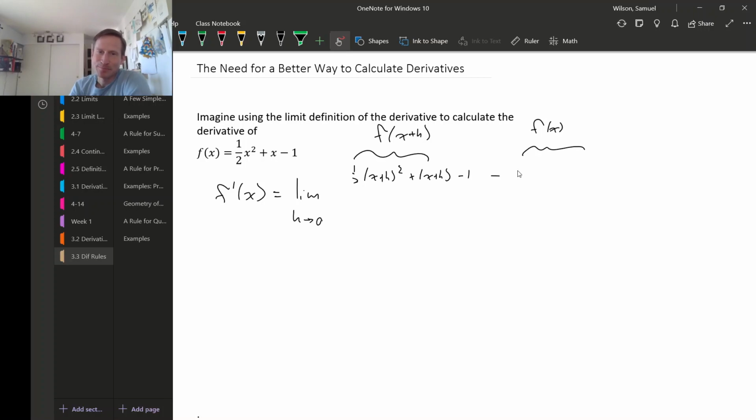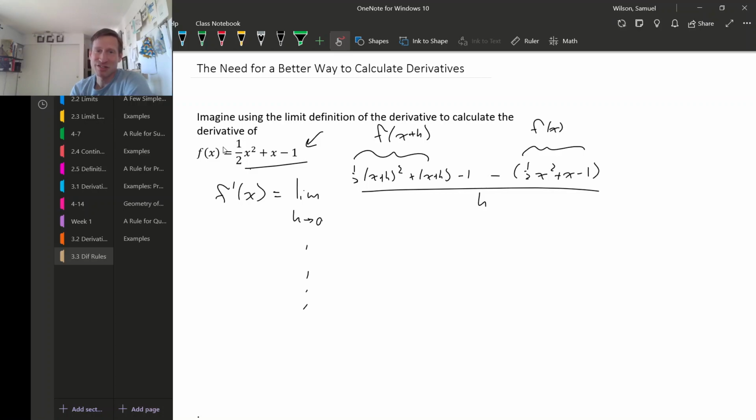So that's 1/2 x squared plus x minus 1, all over h. And then we have to do a bunch of algebra to make it so that we can evaluate this limit. And it's kind of annoying to have to do this algebra over and over again. We've done several examples similar to this one, but it's doable, right? It's doable. But this function isn't that complicated in the grand scheme of things.